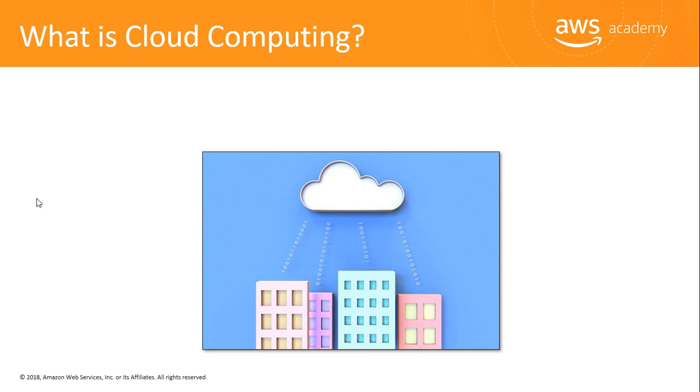So here you can just try to understand with the picture. As you can see, there are so many different buildings, or you can say different organizations, or some on-premise servers which are located in different areas. So these are all working under one single cloud. As you can see, this single cloud is exchanging the information between different organizations.